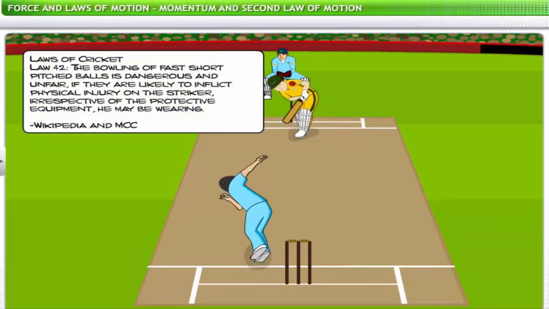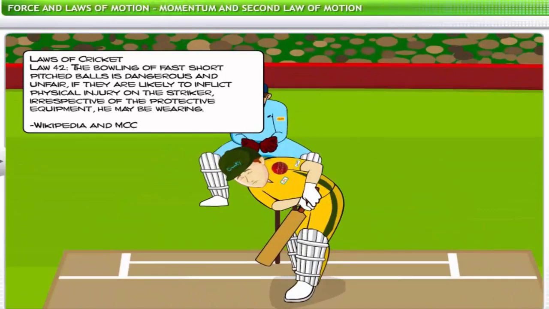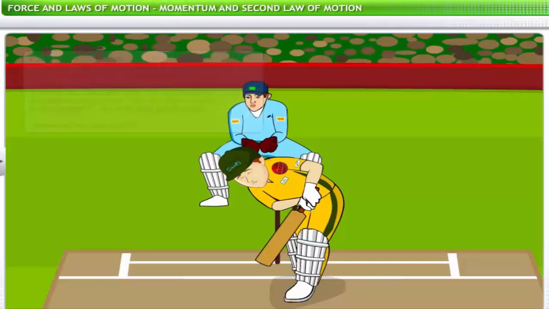According to law 42 of the laws of cricket, the bowling of fast short-pitched balls is dangerous and unfair if they are likely to inflict physical injury on the striker, irrespective of the protective equipment he may be wearing. How could a small object like a ball inflict injury on a cricketer?